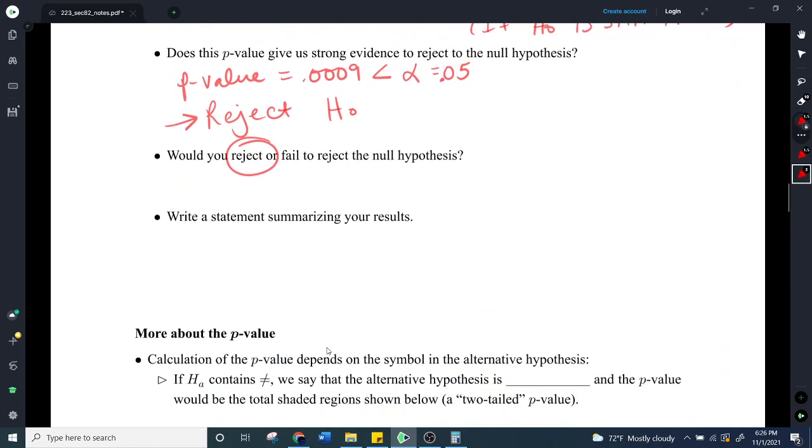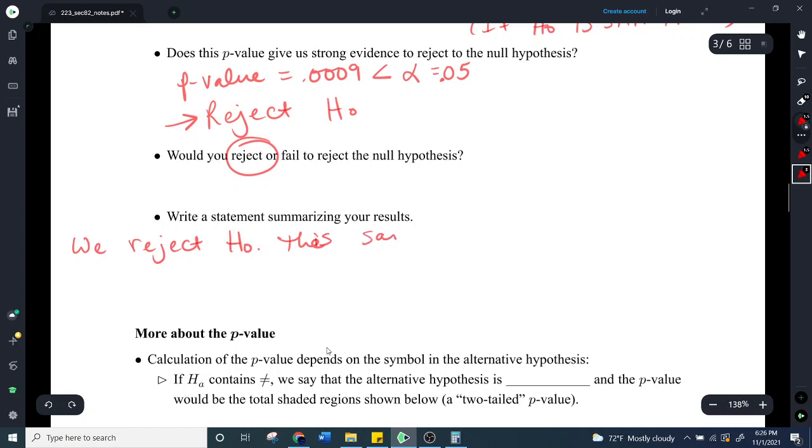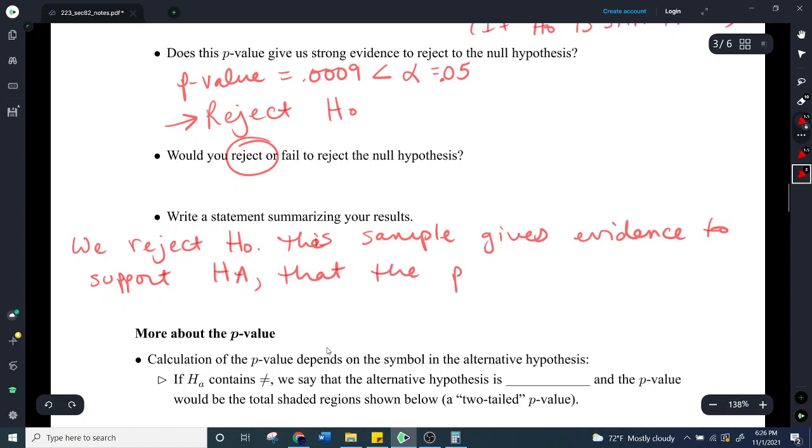So let's summarize what this means. If we reject the null hypothesis, we reject H naught, what this means is that this sample gives evidence to support the alternative hypothesis, H sub A. What was the alternative hypothesis? That the population proportion who supports the death penalty, right? Wasn't it the death penalty?